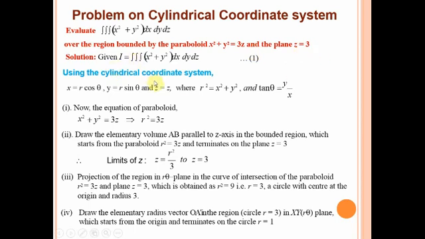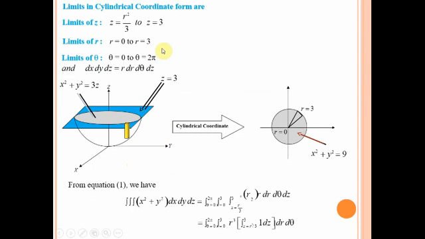If we use the cylindrical coordinate system, x is equal to r cos theta, y is equal to r sin theta, and z is equal to z. And x square plus y square is equal to r square, and y by x is equal to tan theta, so we can find these values easily. First the paraboloid is given, then we put the limits, draw the element, and then we can solve it.